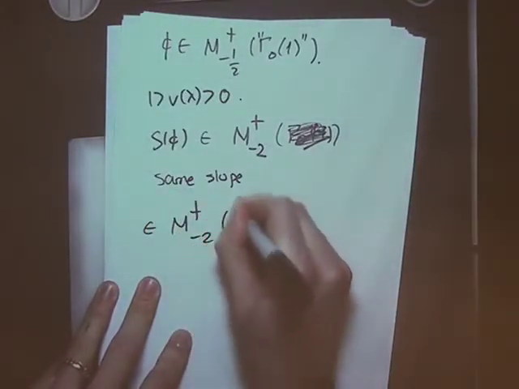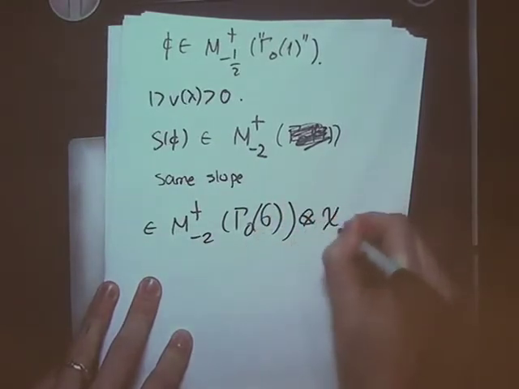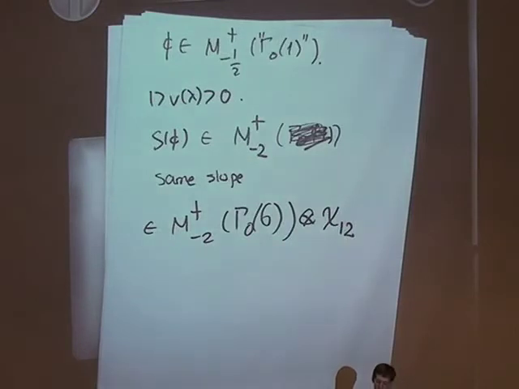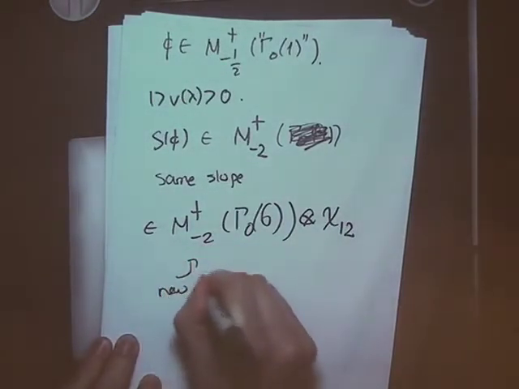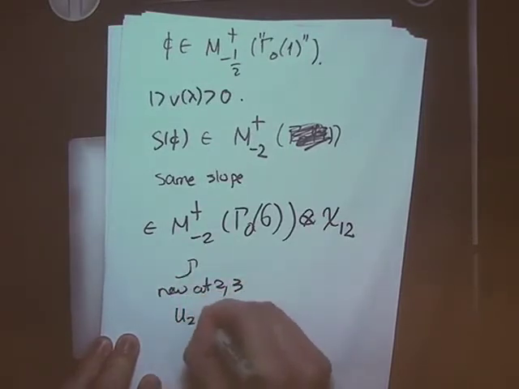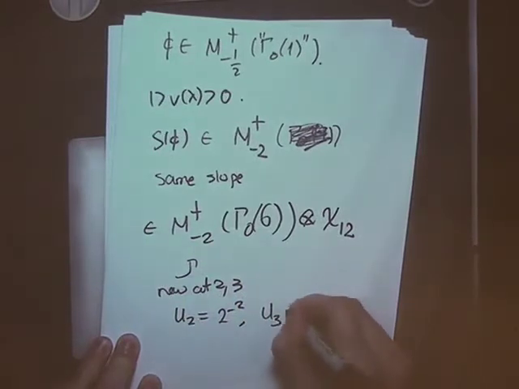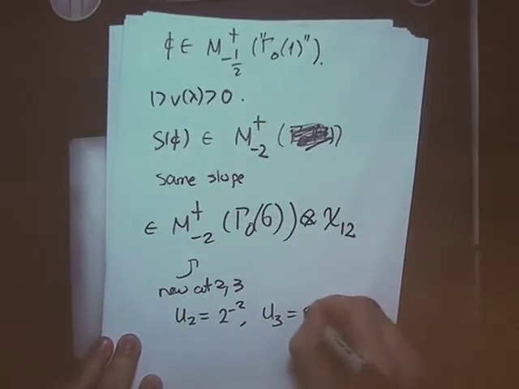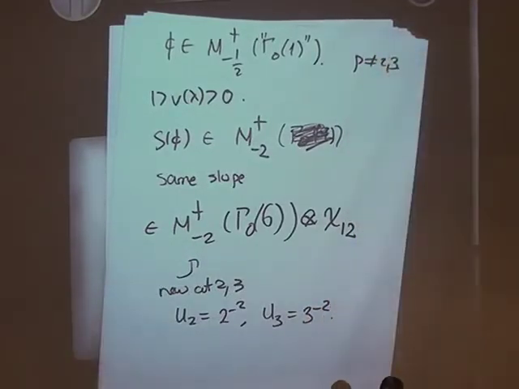But you can actually check exactly where it should be. It should have level gamma 0, 6. Well, that's after you've twisted by some character of order 12. Moreover, you can actually check it has to be nu at 2 and 3, and the U2 eigenvalue has to be 2 to the minus 2, and the U3 eigenvalue has to be 3 to the minus 2. So of course, we're assuming p is not 2 or 3. So you get some particular form. Again, it has half integer slope.